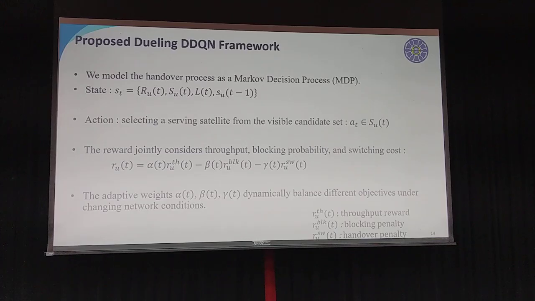We model the handover process as a Markov decision process. The state includes candidate satellites, satellite load, throughput, and the previous serving satellite. The action is to select the serving satellite from the visible candidate set. The reward function jointly considers throughput reward, blocking penalty, and handover penalty. Instead of using a fixed weight vector, our framework dynamically adjusts the objective weights according to network conditions.